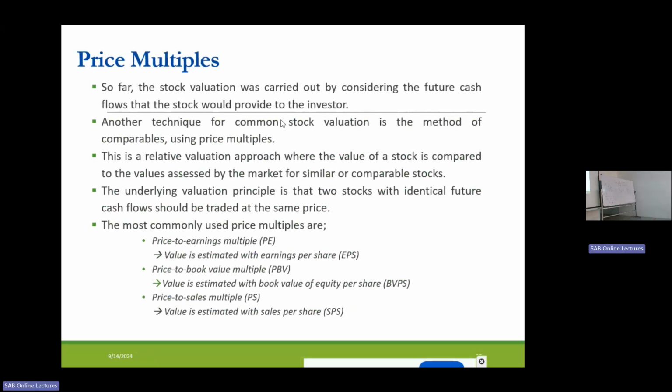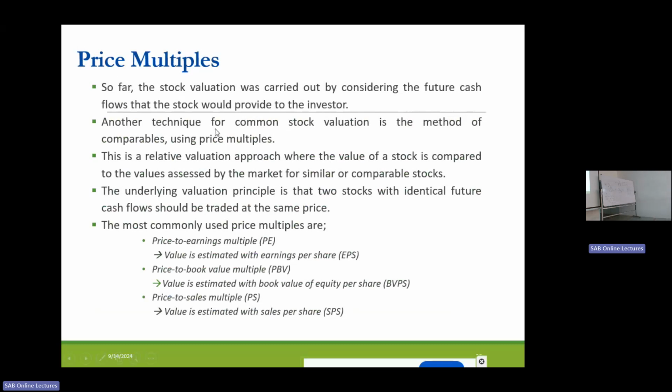What are price multiples? Actually, this is a very simple thing. You don't need to discount the cash flows. Simply based on different variables like price to earnings multiple, price to book value multiple, price to sales multiple, you can identify different KPIs of the company. Then you calculate this as a multiple related to the price. Then you can have an industry average, and based on the current earnings, you can calculate the value. I will discuss this with an example.